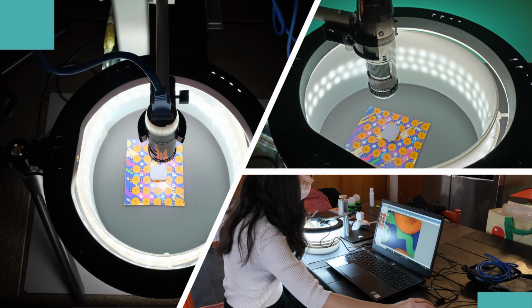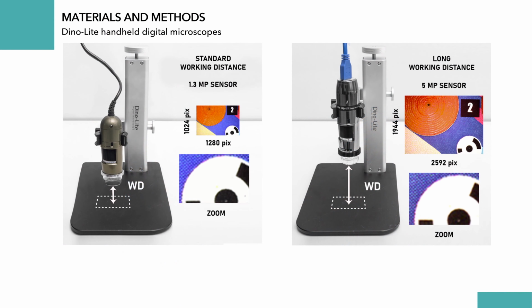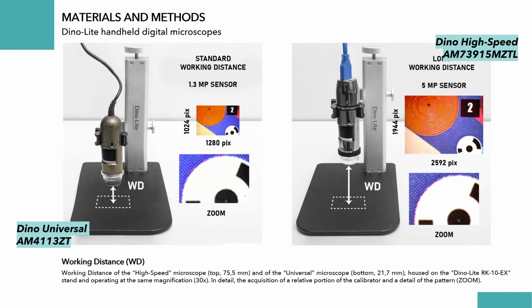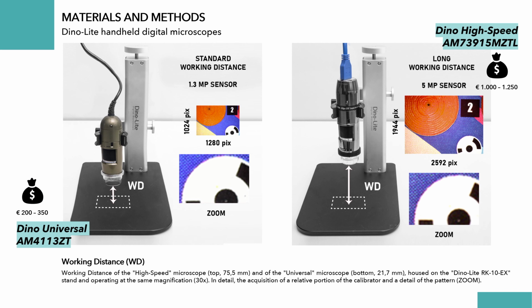Using the digital microscope housed on a vertical bracket at a fixed angle, a series of images with sufficient overlap can be taken just by sliding the calibrated plate manually once the magnification rate has been chosen. The compared models for this first experimentation, Universal and High Speed, belong to two different categories, both in terms of technical characteristics and special features, consequently falling into very different price ranges.